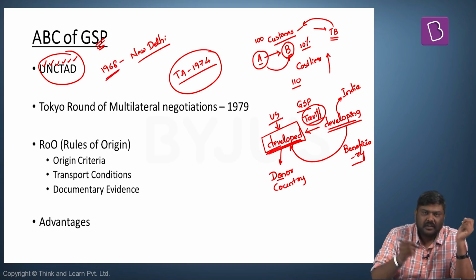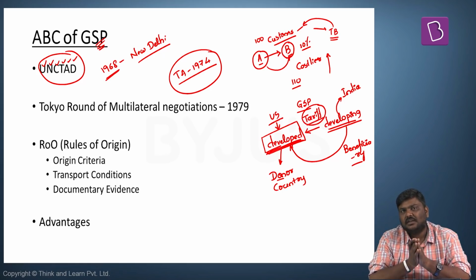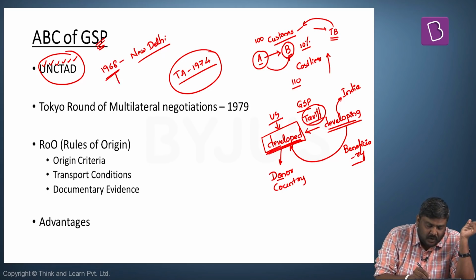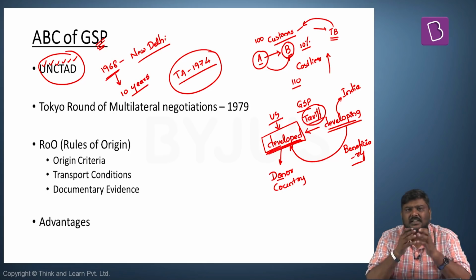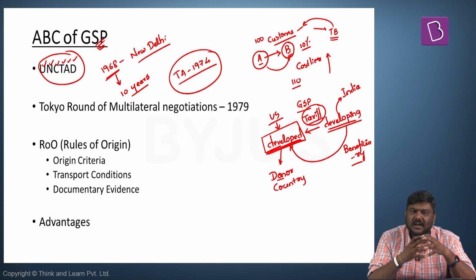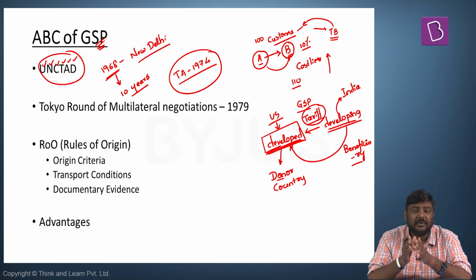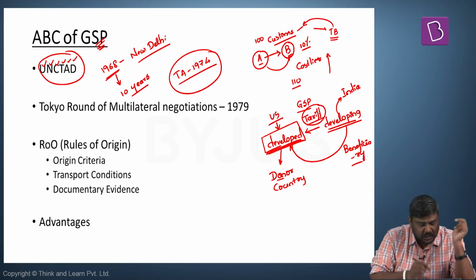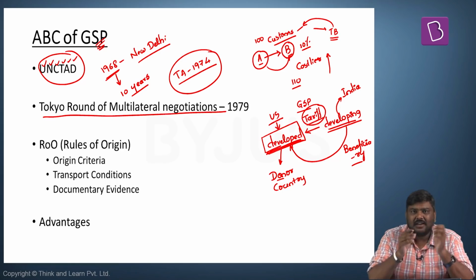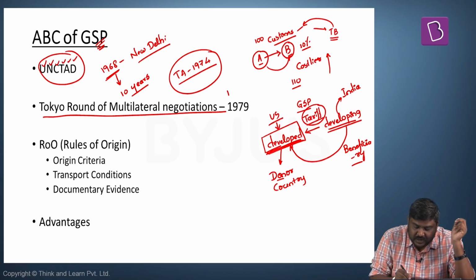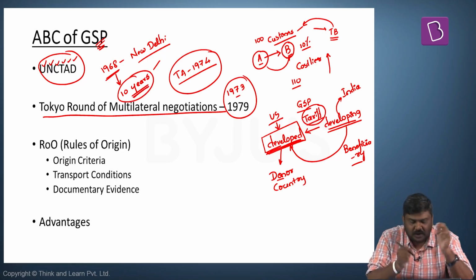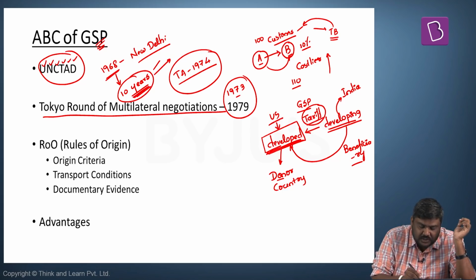Now, initially, when the GSP was introduced, there was a time period or a ceiling period of 10 years. That is, the developed economies agreed to provide the GSP status to various developing countries only for a period of 10 years. But during the Tokyo round of multilateral negotiations, which were conducted between 1973 and 1979, the ceiling of a 10-year duration was withdrawn.